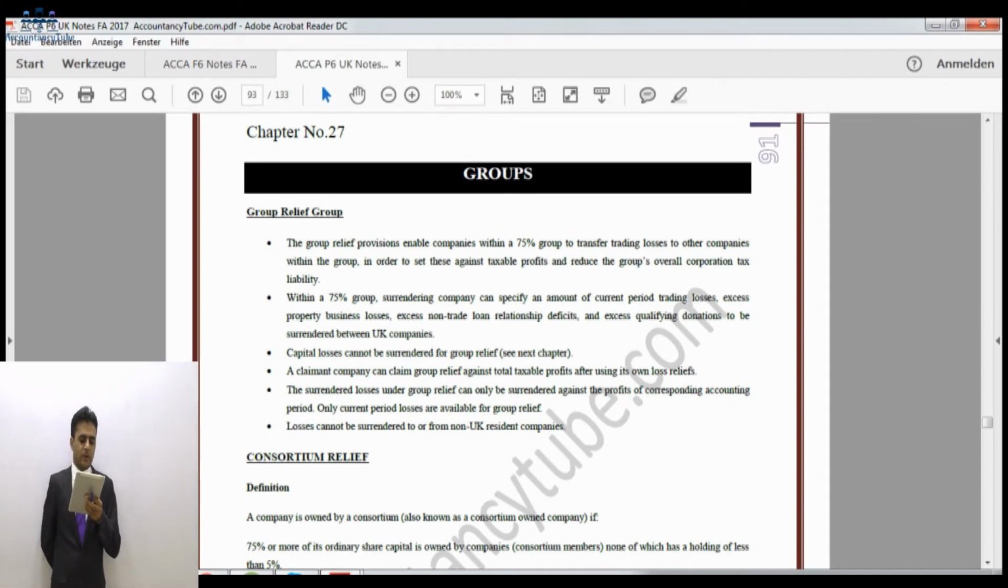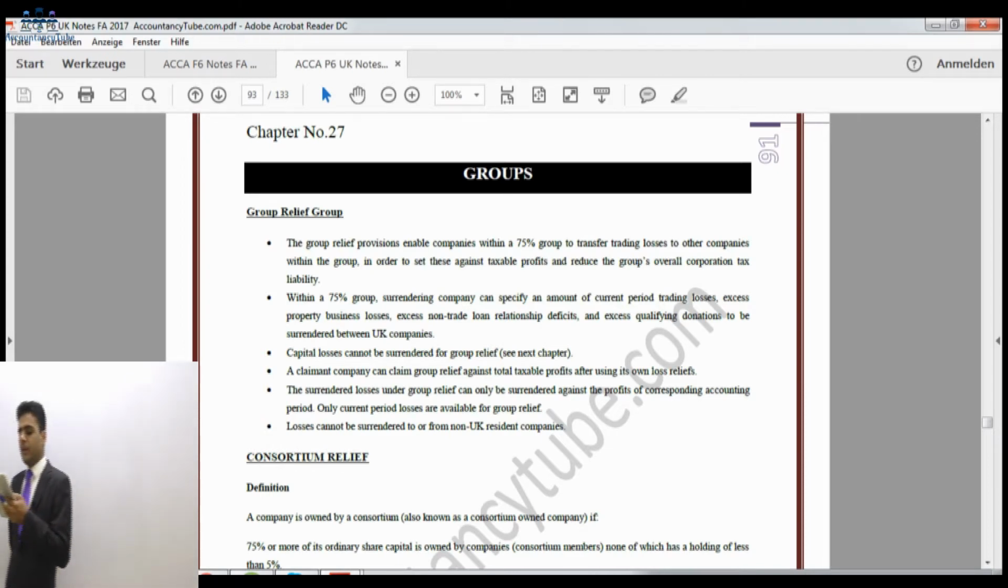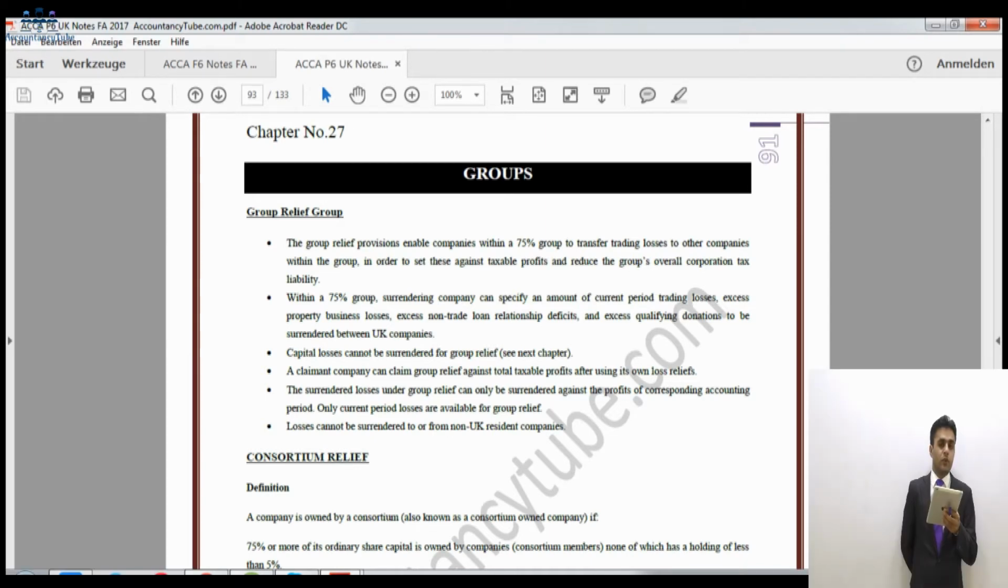And finally it says losses cannot be surrendered to or from non-UK resident companies. And just beneath that it says consortium relief. Definition of consortium. It says a company is owned by a consortium, also known as a consortium-owned company, if 75% or more of its shareholding is owned by companies and none of the companies hold less than 5% shareholding. It means that 75% of a company is owned by other companies, and all of the companies who own that do not own less than 5%. Now if it is like that, then there will be a consortium and the consortium relief will be given as well.